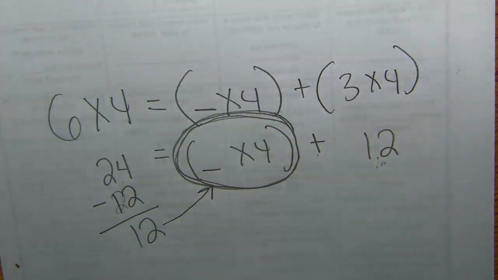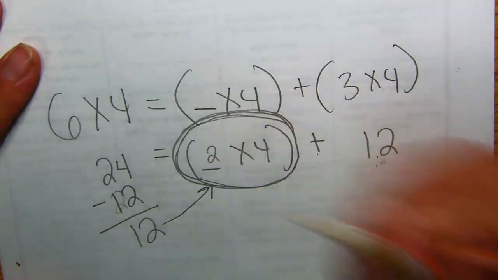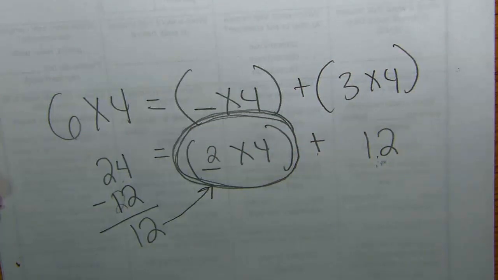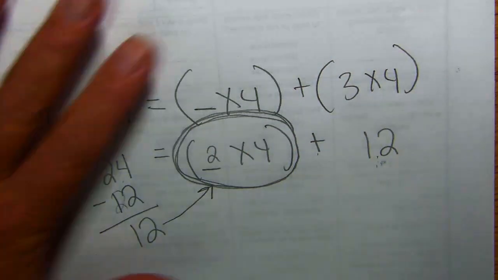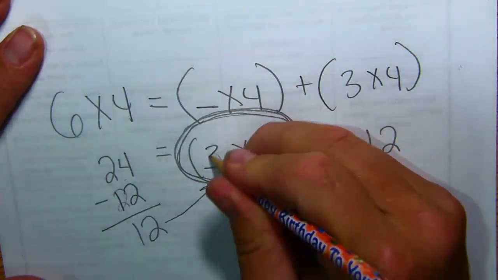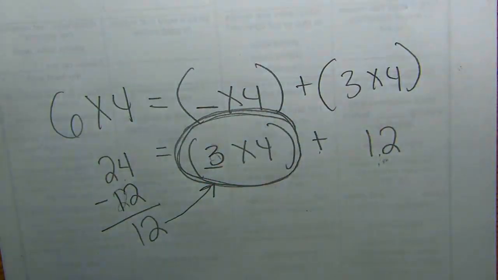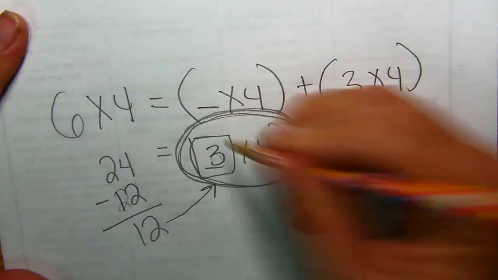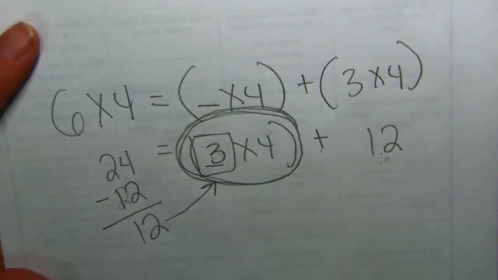Does anybody know 4 times what gives me 12? It's your chance to be in a YouTube video, sir. 4 times 2. Let's check that out. We changed it up. 4 times 3 is 12. I believe that is correct. So we know the final answer is 3.